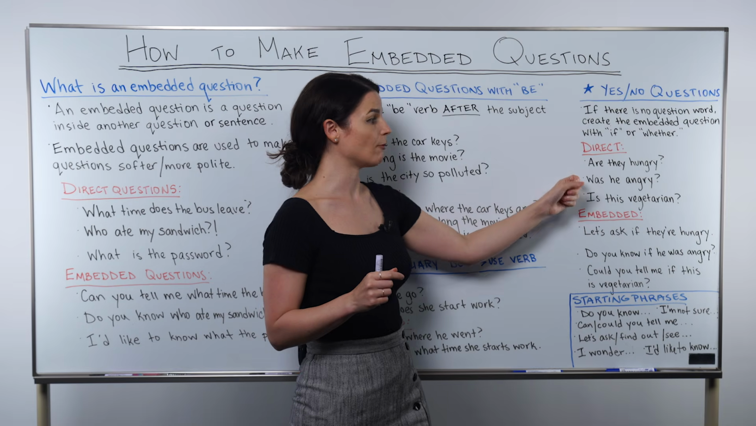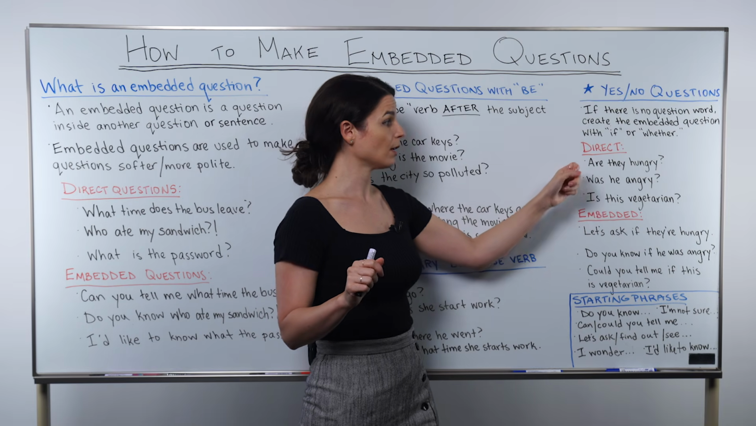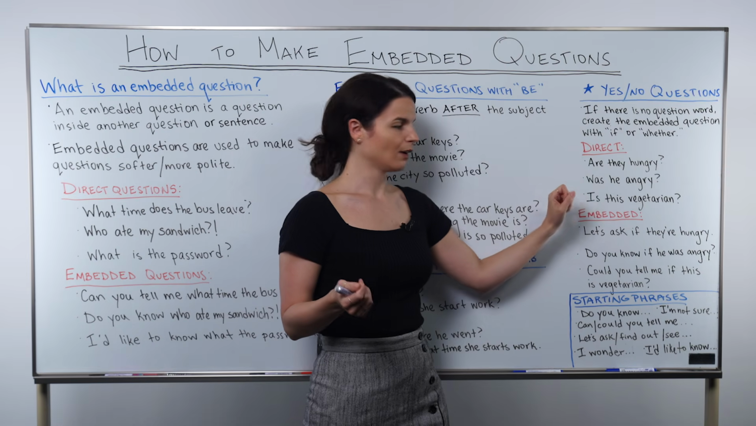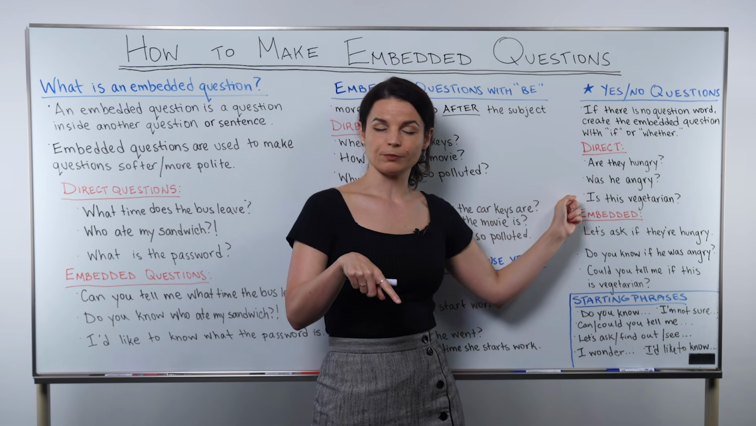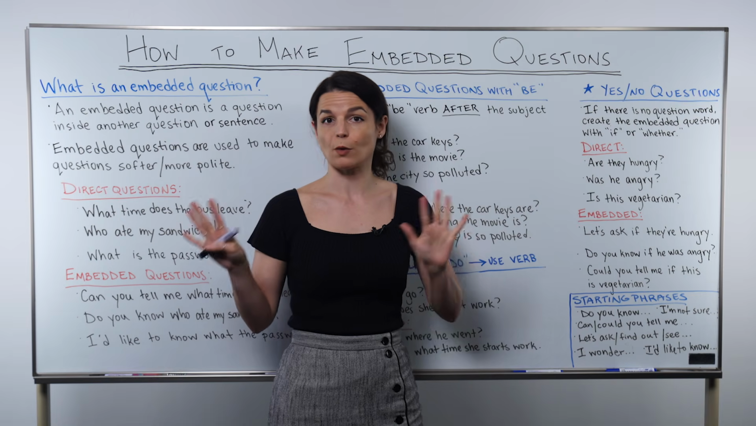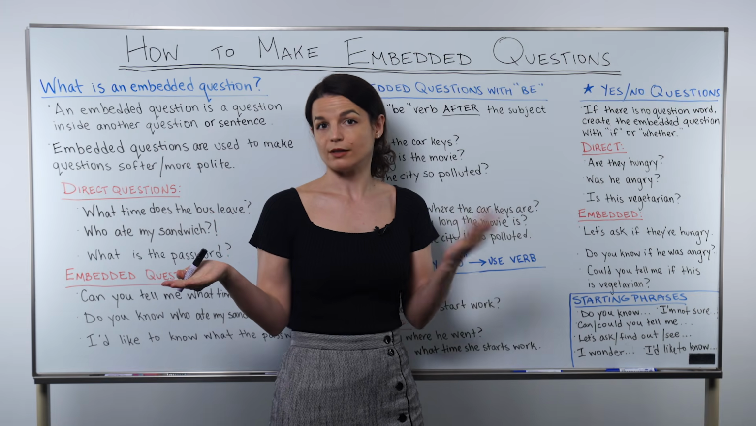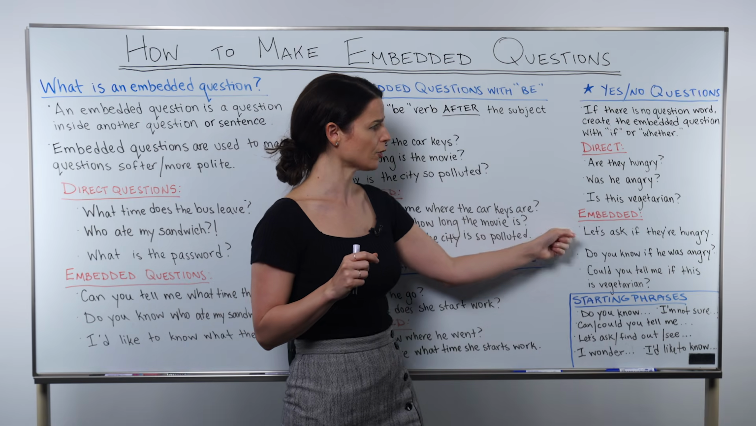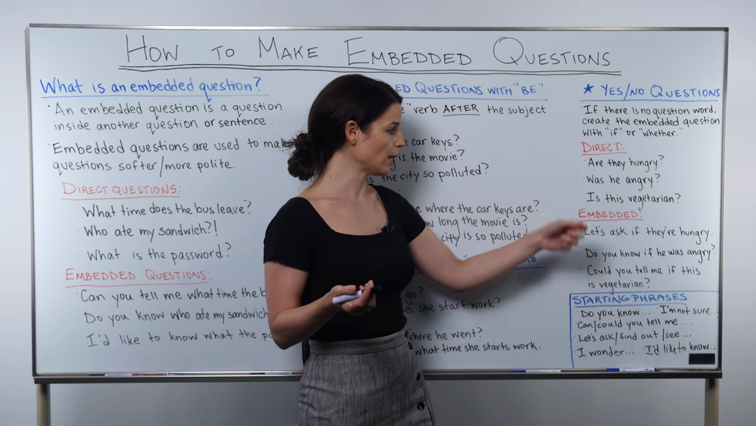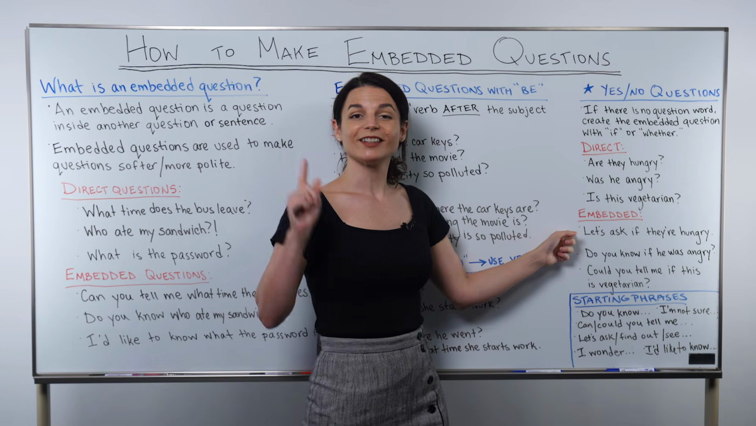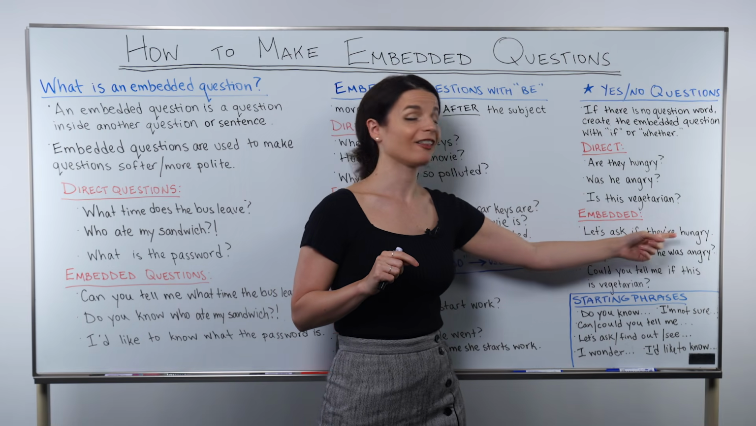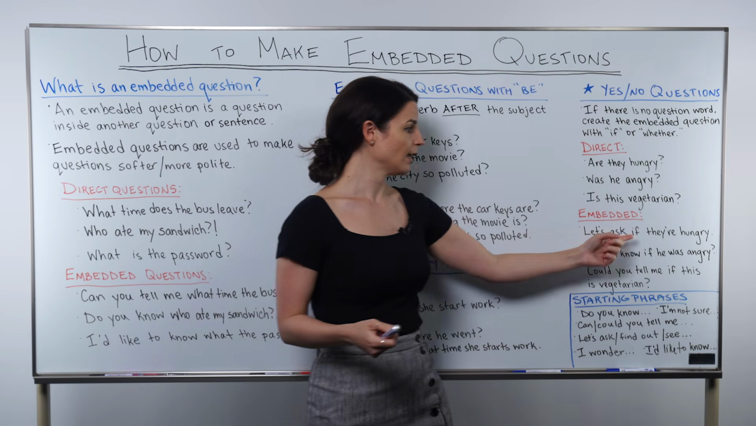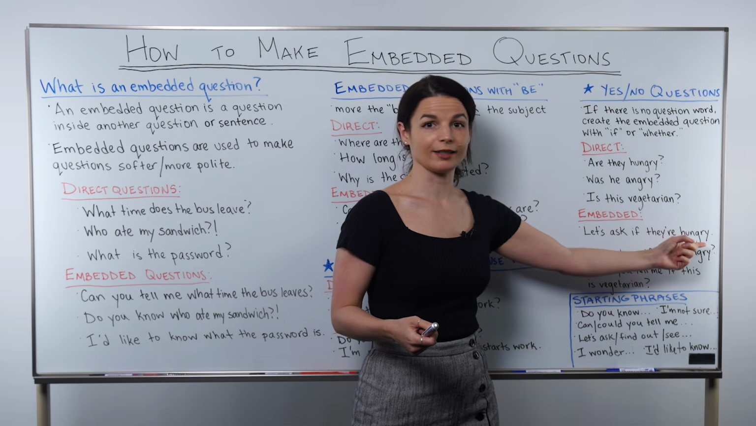Let's take a look at some very simple examples. Here: are they hungry? Or was he angry? Or is this vegetarian? None of these have a who, what, where, when, why question, right? Simple yes, no. So how do we make an embedded question with these? First one, are they hungry? Okay, here's a sample question. Let's ask if they're hungry. This is our embedded question. If they are hungry. Yeah?